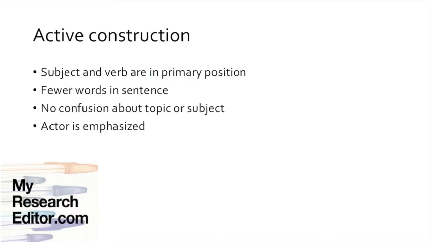To review, for active voice, the subject and the verb are in the primary position, usually in the beginning. You'll have fewer words in your sentence when you have an active construction rather than a passive one, and you'll have no confusion about the topic of the sentence because your actor and its verb are in the primary position.